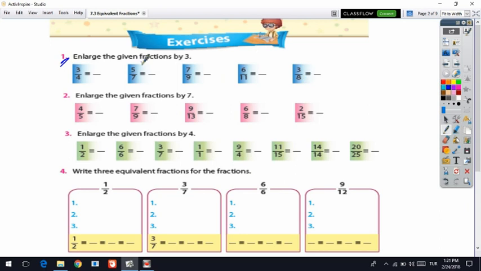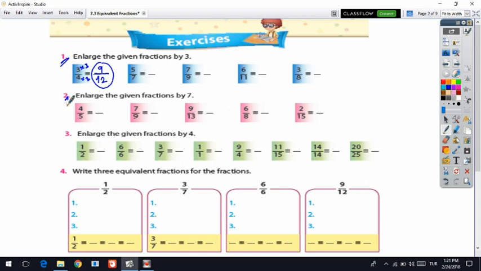After that, we enlarge. Let's enlarge by 3. Enlarge means you multiply the numerator and denominator by the same number. 3 times 3 is equal to 9, 4 times 3 is equal to 12. So this is 9/12. Now, what about enlarging the given fractions by 7?